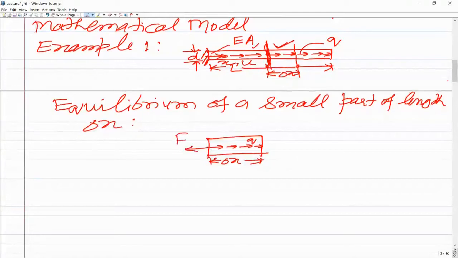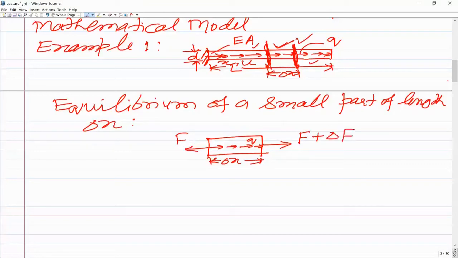In general, this force F is going to be a function of x. Similarly, when you look at this section on the right side, the right part would be exerting some force on it, and that again is going to be an axial force, and that force is going to change from left to right. So let us say that force is F plus delta F.